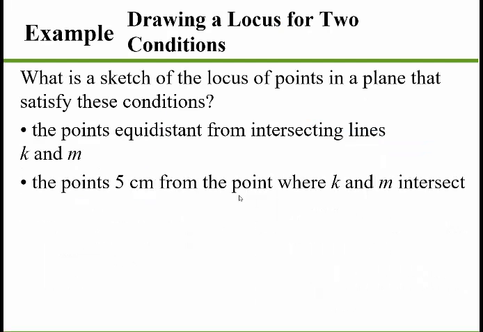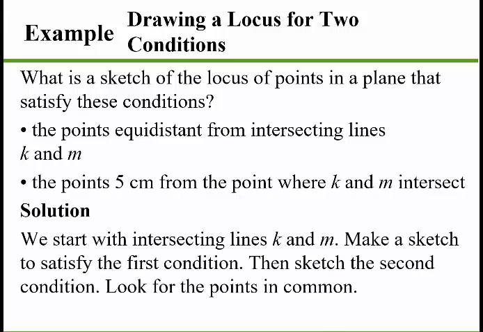All right, let's do another example. What is a sketch of the locus of points in a plane that satisfy these conditions? The points equidistant from intersecting lines K and M, and the points 5 centimeters from the point where K and M intersect. So we start with intersecting lines K and M. Make a sketch to satisfy the first condition, then sketch the second condition and look for points in common. I have two conditions here, and the locus is the geometric relationship that satisfies both.